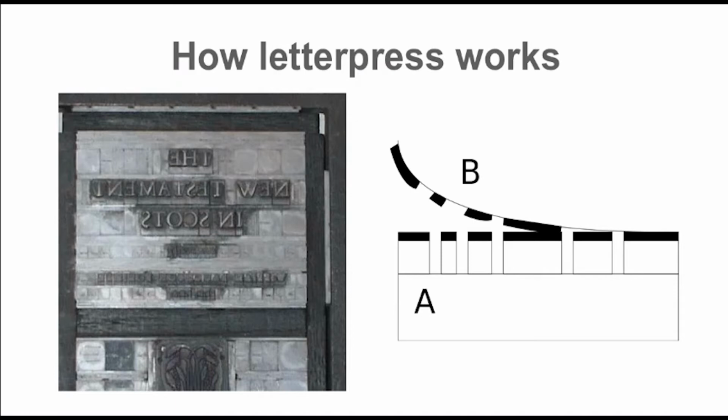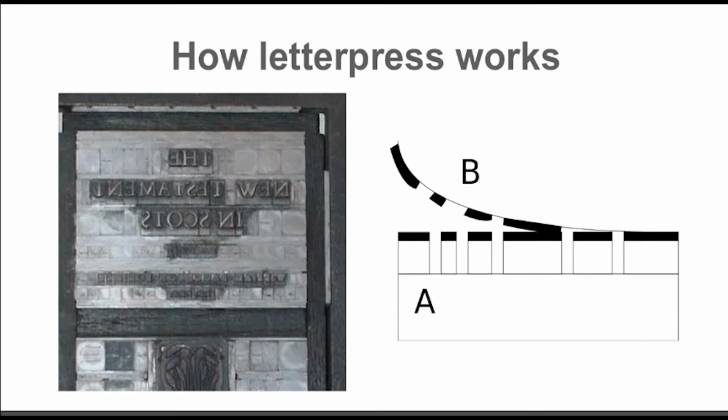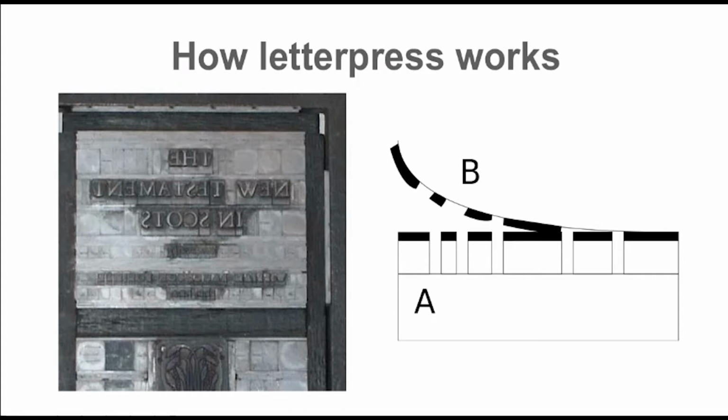In the illustration, A is the block text or image carrier and wrong reading. B is the paper, and the thick black lines are the inked areas. Now the thickness of the ink is actually greatly exaggerated for illustration.